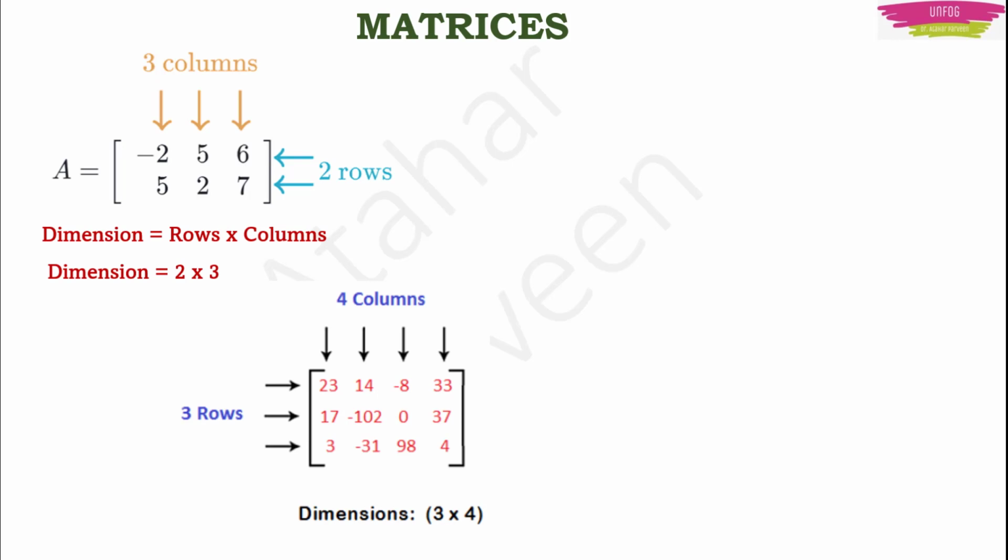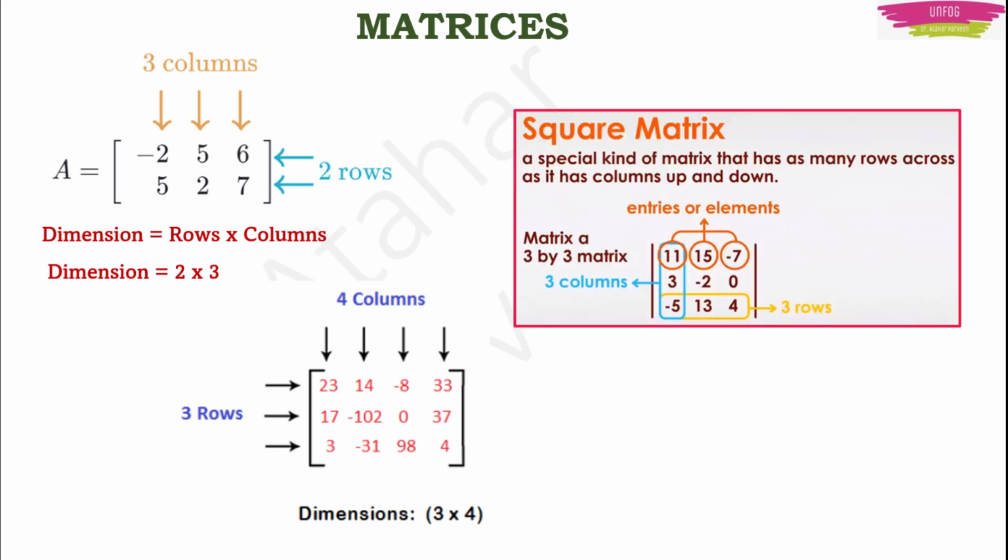In the first case there are 3 columns and 2 rows, and in the second case there are 4 columns and 3 rows. So the number of rows and number of columns are not equal. There is another type of matrix where you will find the number of rows and number of columns to be equal. That type of matrix is known as a square matrix. It is a special kind of matrix where you have as many rows as columns. So you should know that a matrix can be a square matrix as well as a rectangular matrix.